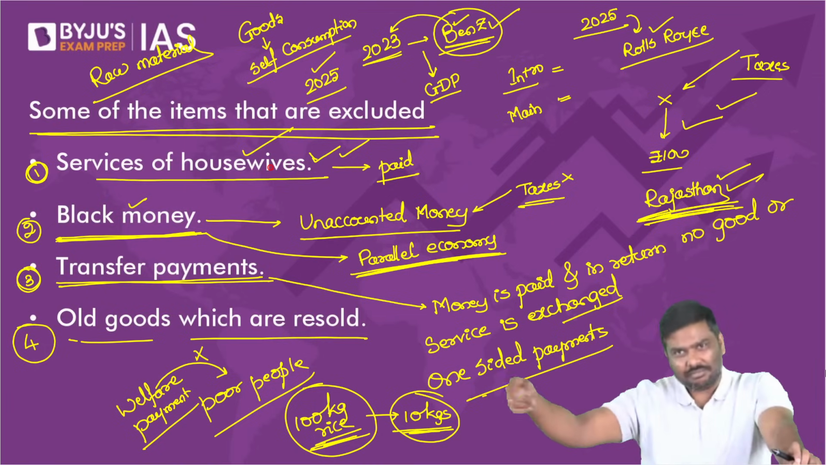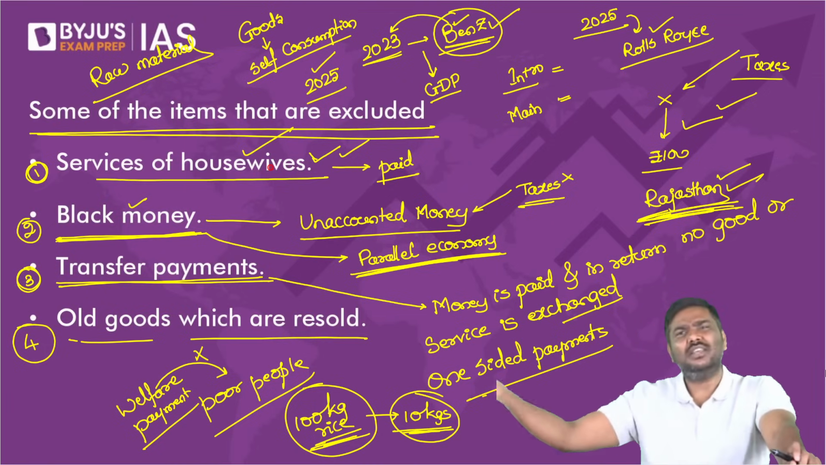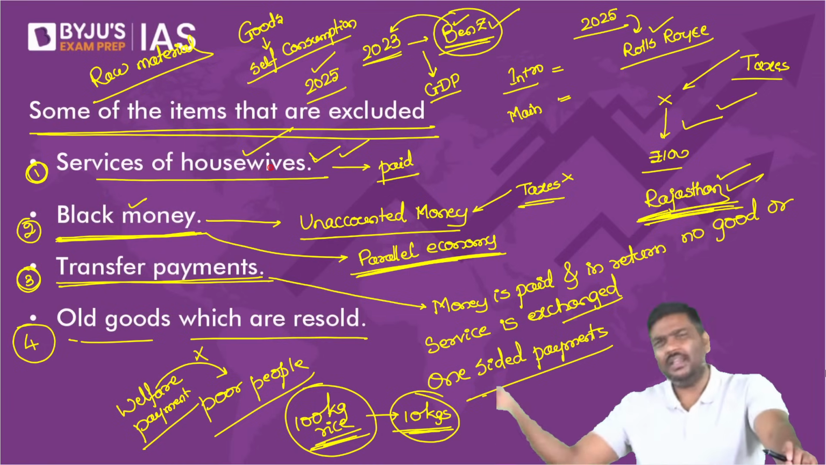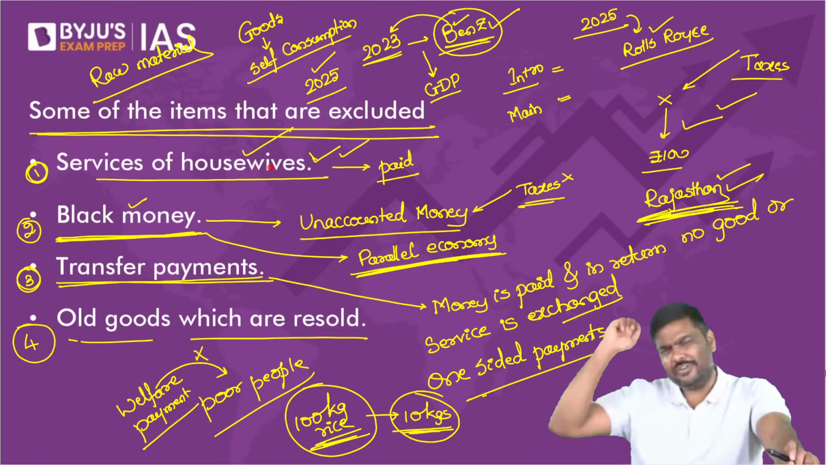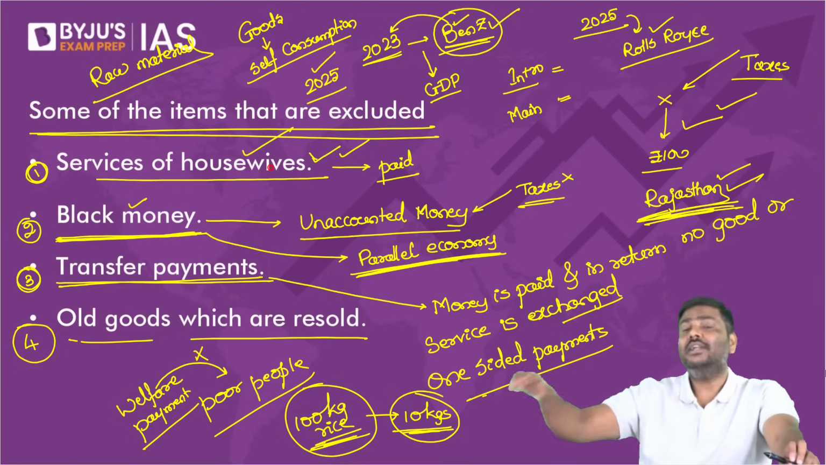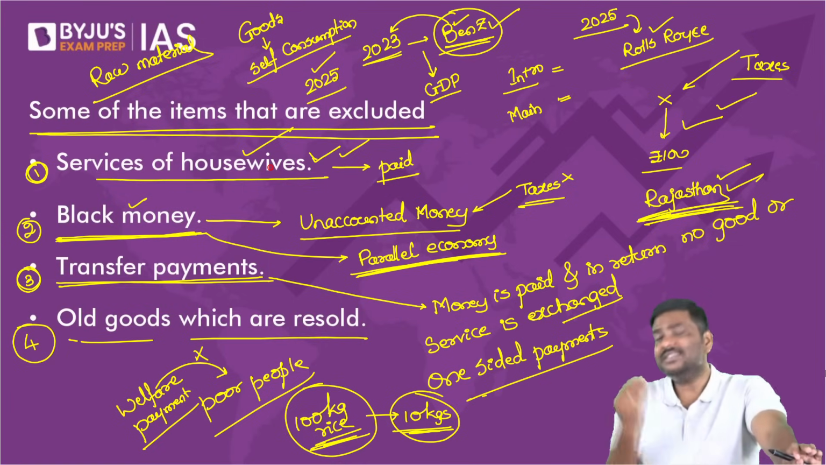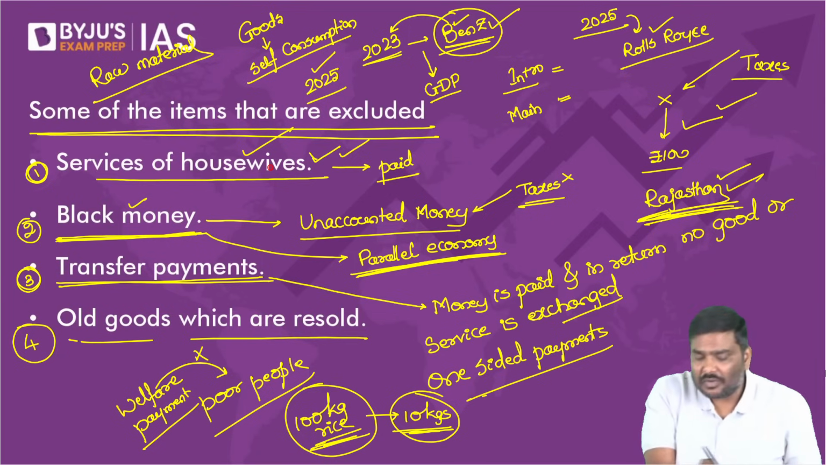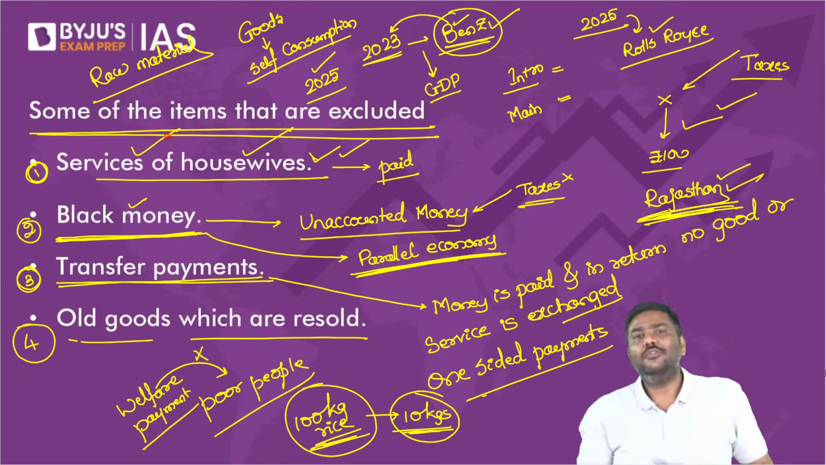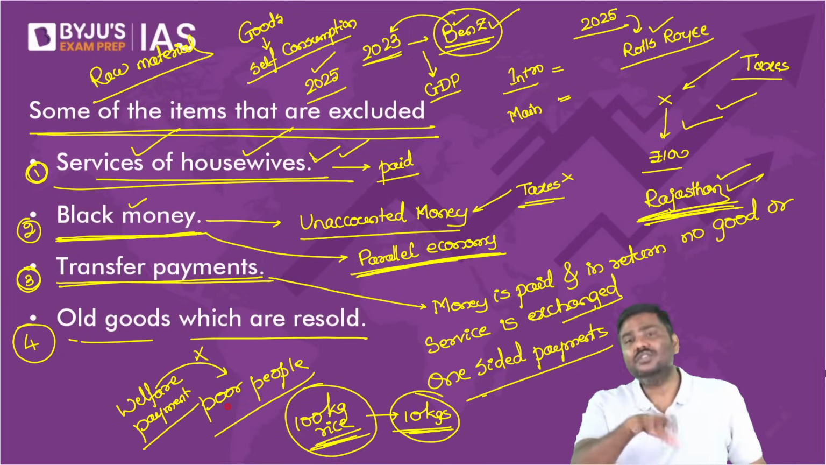The mother will keep on providing all the services. Mother will cook, clean, wash, dry. Everything is done by mother, right? But for that work done, we are not paying any money. That is the meaning of services provided by housewives. For that, we are not paying money. Hence, this is not counted.